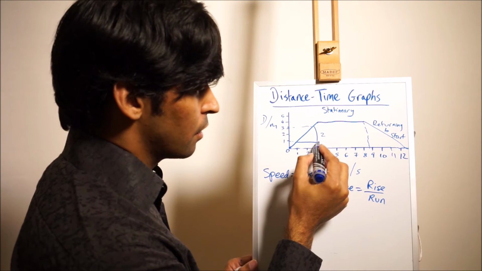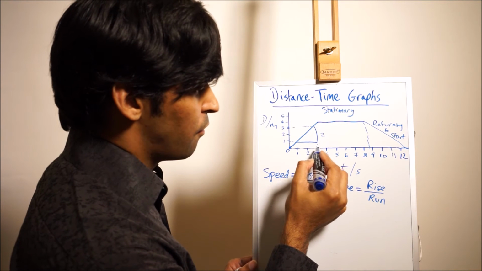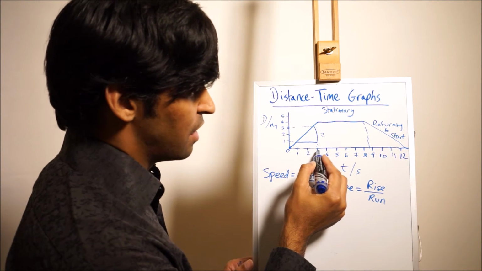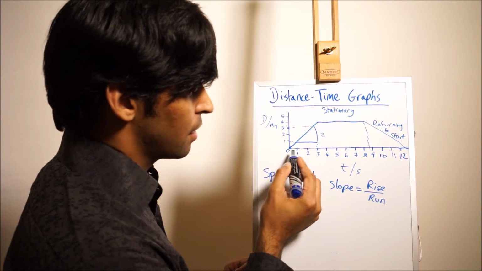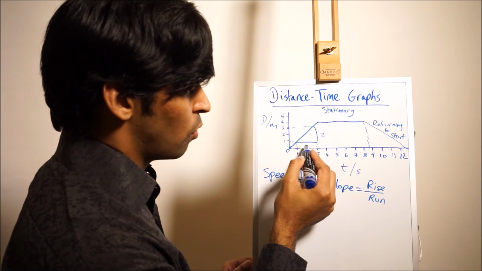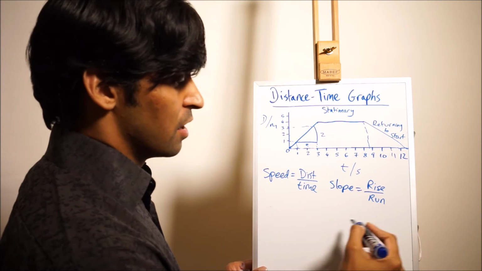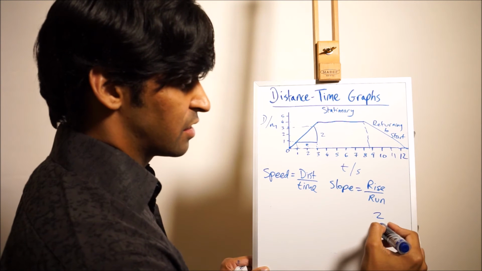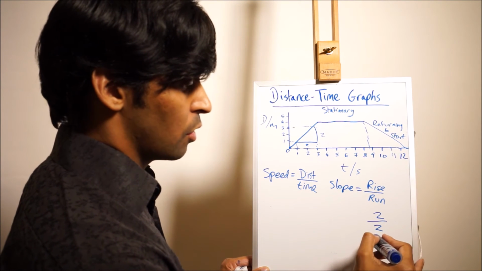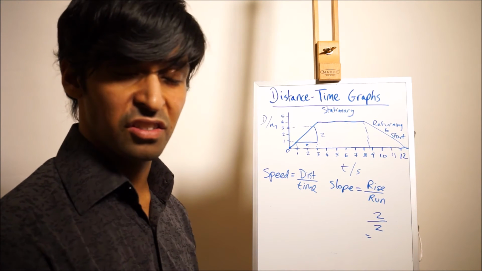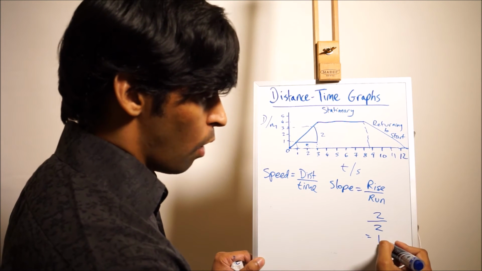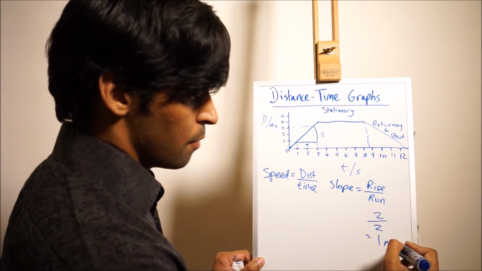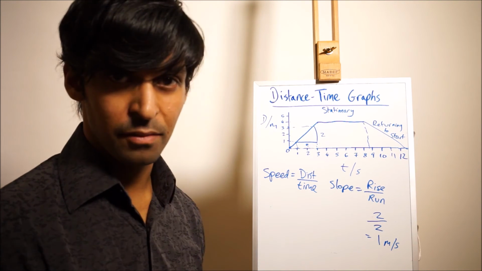And down here, for the run, you find out the end bit, which is, again, 3 on the bottom axis, minus this one, which is 1. And again, it gives us 2. So the rise is 2, the run is 2, which gives us 2 divided by 2, which is 1 with the unit meters per second.